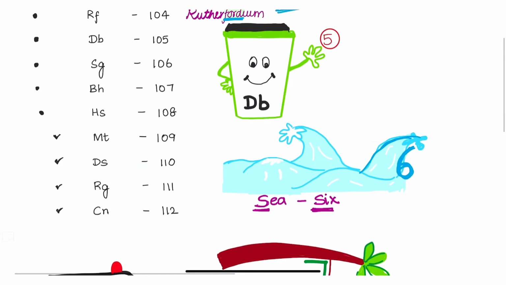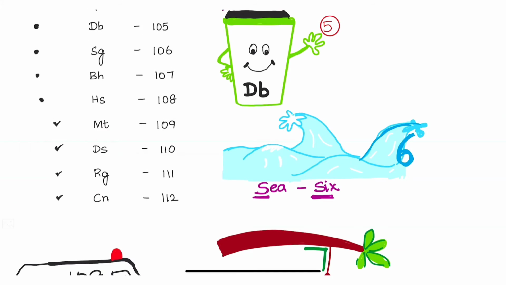Moving on to the next, which is Seaborgium, which is 106. Here I have a picture of a sea. This is a sea, and we know that Seaborgium has got the letter S, and 6 has also got the letter S. So sea, 6, Seaborgium for 106. Seaborgium for 106. Alright, so you can remember with this diagram as well.